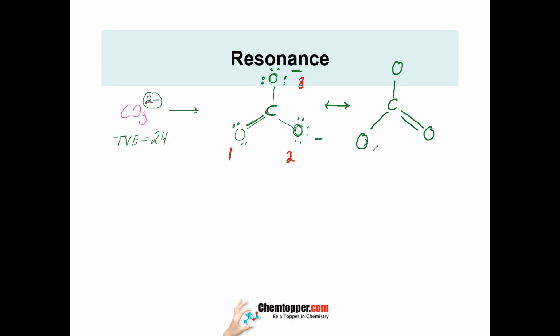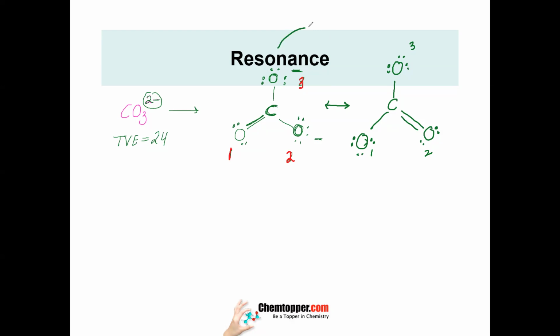Like this. This is oxygen 1, this is 2, and this is 3. So you can see the pi bond has come on oxygen 2. Right? These are resonating structures. The pi bond is moving. Only pi bonds and the sigma bonds can move. Oh, sorry. Only pi bonds and the lone pairs.